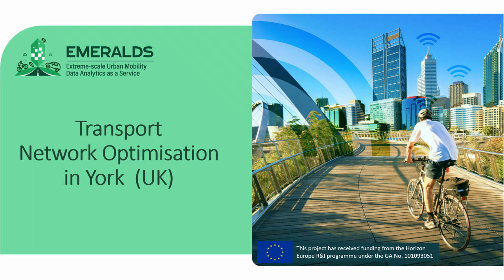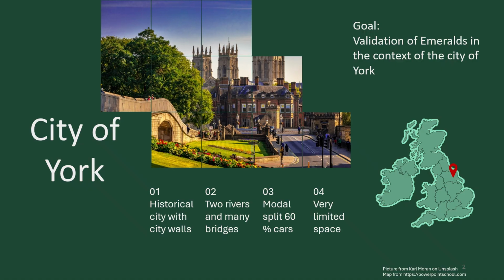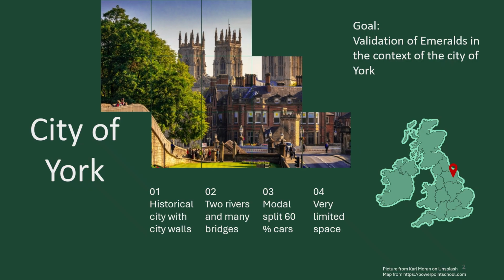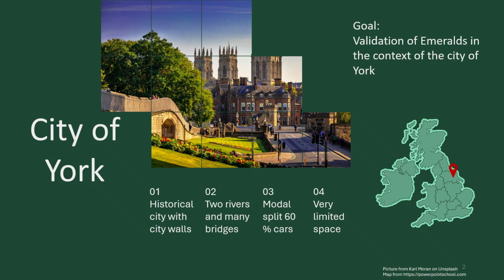Okay, so let's have a look at the demo of the transport network optimization in the city of York. York is a fascinating case study. It's a walled city with significant historical infrastructure, including city walls, 2 rivers, and numerous bridges, especially concentrated in the city center. The modal split shows that approximately 60% of the trips are made by car.